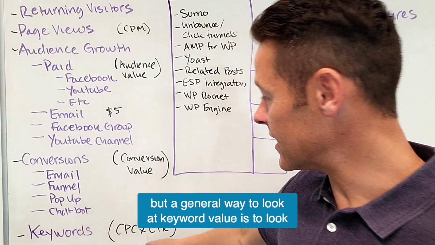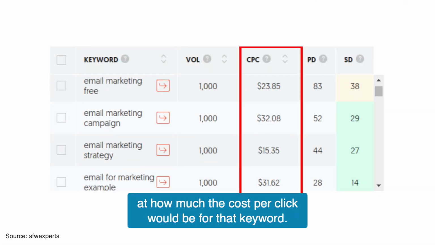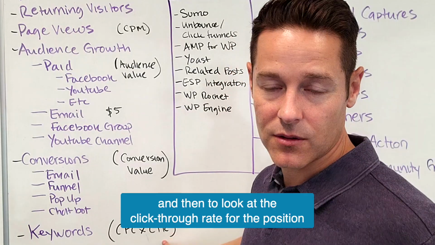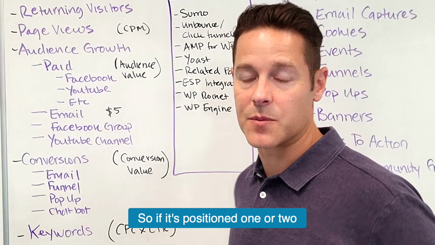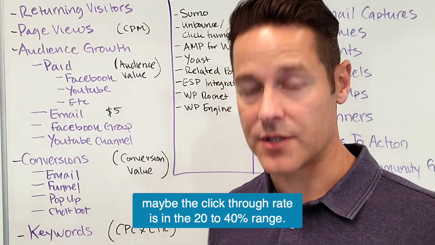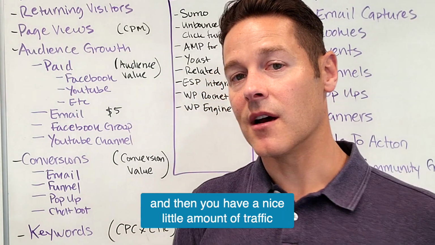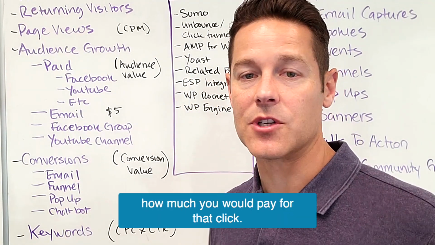A general way to look at keyword value is to look at how much the cost per click would be for that keyword, so how much you would bid for that in Google, and then look at the click-through rate for the position that keyword is ranking in. If it's position 1 or 2, maybe the click-through rate is in the 20 to 40% range. Then you look at that cost per click, and you have a nice amount of traffic coming in based off of the search volume for that term, and how much you would pay for that click.